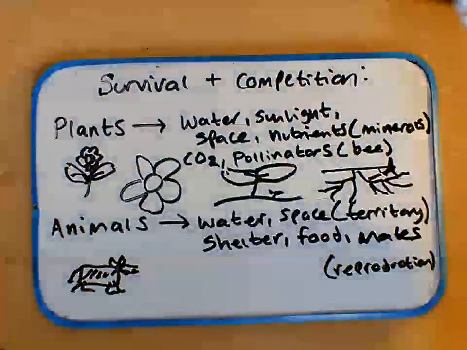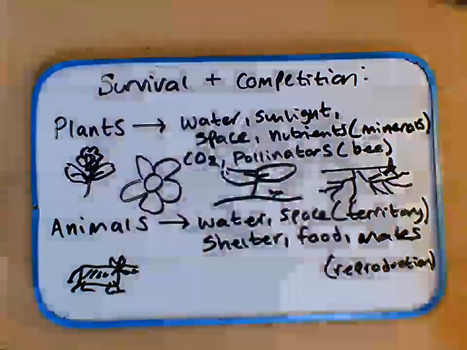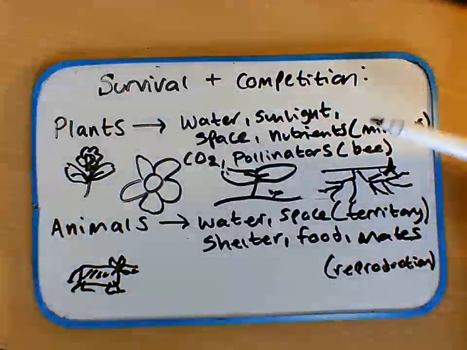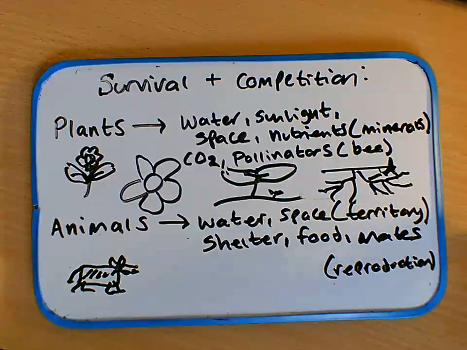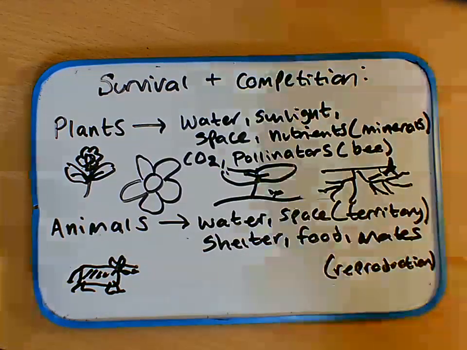So plants and animals require lots of different factors for survival, and they will compete with each other with the ultimate goal of surviving, to reproduce and populating.